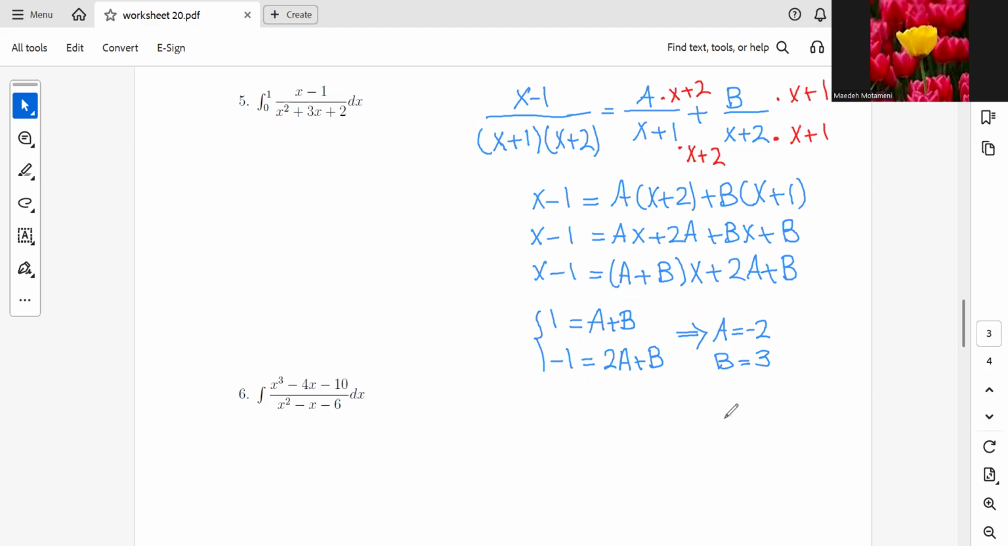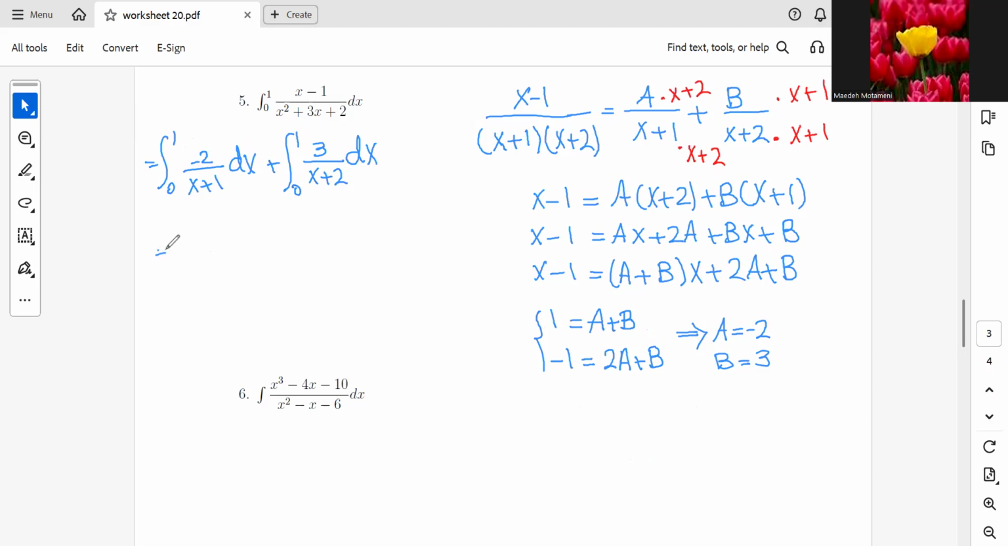If you want to know how, the simplest way is to multiply one of them by a -1. So if you multiply by -1, A will be deleted. You're going to have B as the first answer, and then plugging back B, you would have A as -2. So the given integral is going to be the integral from 0 to 1 of -2 over x plus 1 dx, plus the integral from 0 to 1 of 3 over x plus 2 dx.